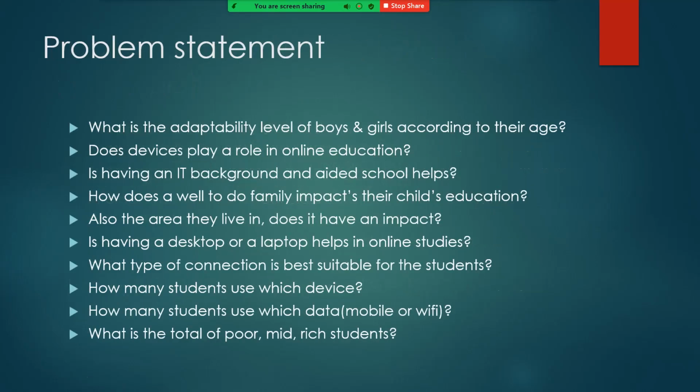Problem statement. These are some of the problems which I encountered while making this project, and hopefully we'll be able to solve them by making the following charts. What is the adaptability level of boys and girls according to their age? Do devices play a role in online education? Does having an IT background and aided school help? How does a well-to-do family impact their child's education? Also, the area they live in, does it have an impact?